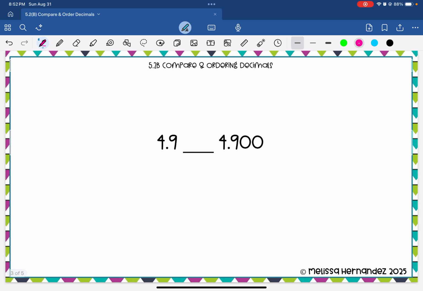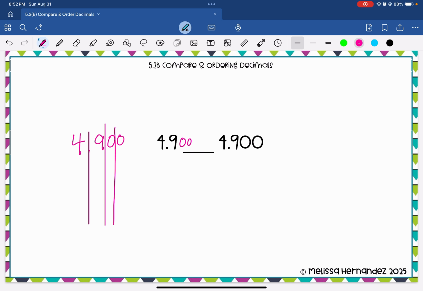4 and 9/10, and then 4 and 9/100,000. So the zeros on here really mess kids up from what I've seen. So you use the fractions, it's 4. And you want them both to have zeros. 4, 900.